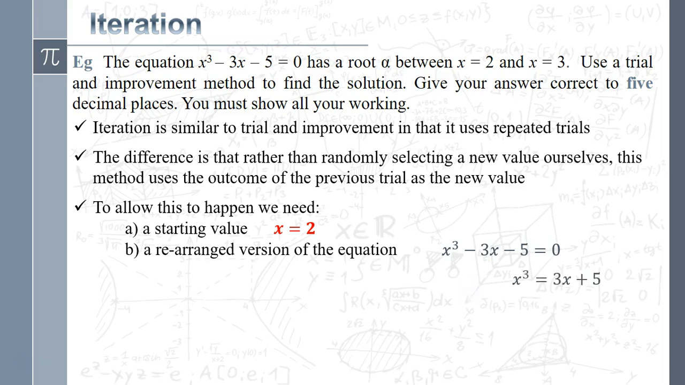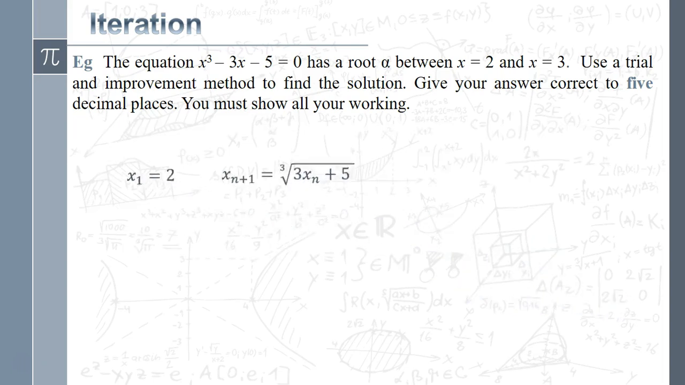So what I'm going to do is do a bit of rearranging, and so we've got x is the cube root of 3x plus 5. Now normally we'd be going, well, that's not a solution to anything, because in order to find out x we need to know what x is, so we've kind of created a circular argument, but that's exactly what we need for iteration to occur. What I've done is change the notation ever so slightly.